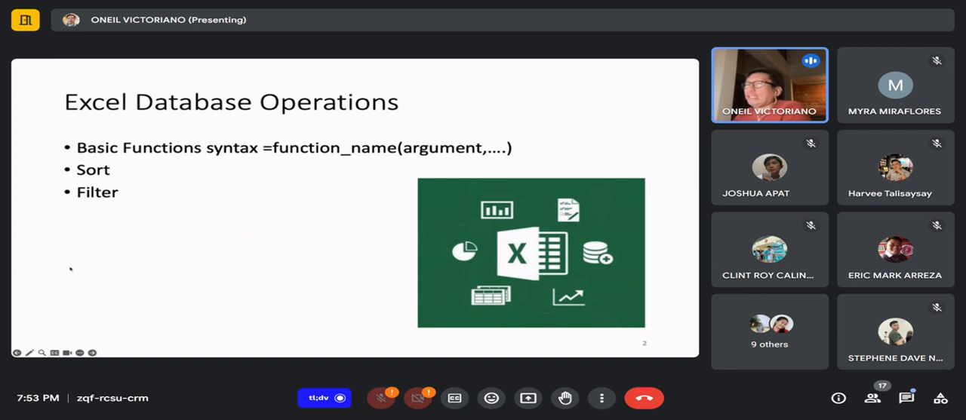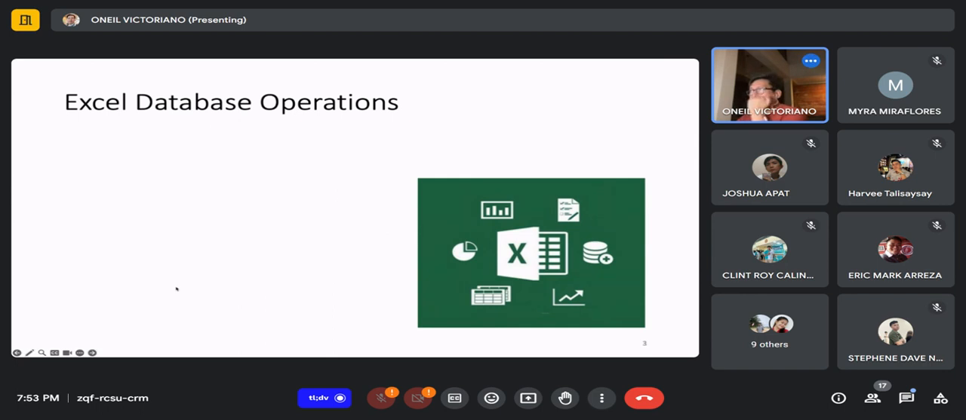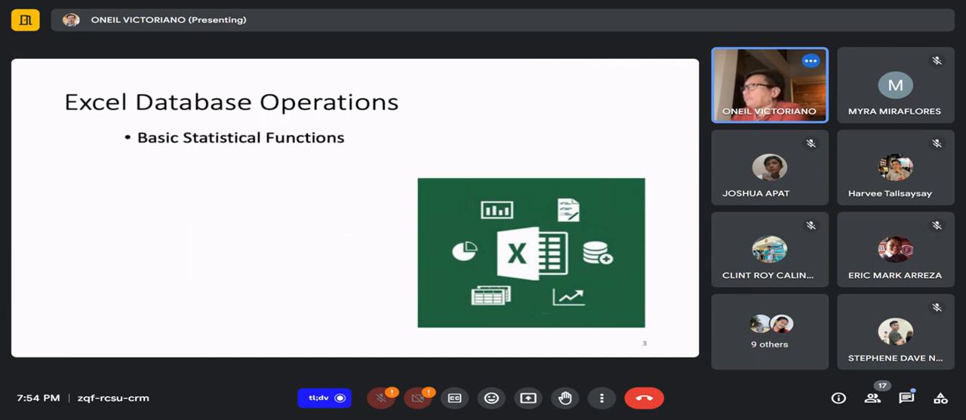We have sorting and filtering. These are basic database operations. You have auto filter, you have advanced filter, and then you have database functions. So that's part of database operations, no? You should know this to be able to generate analysis or reports in Excel.